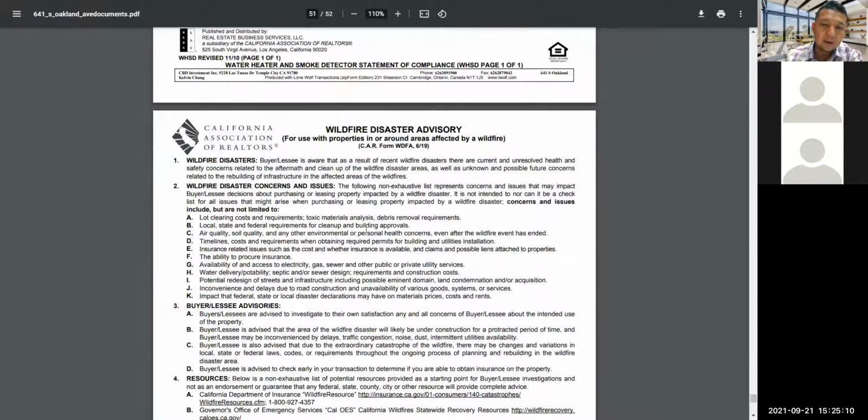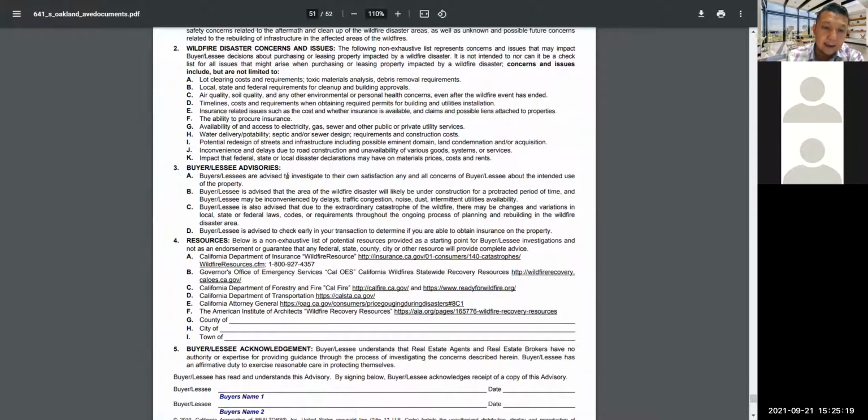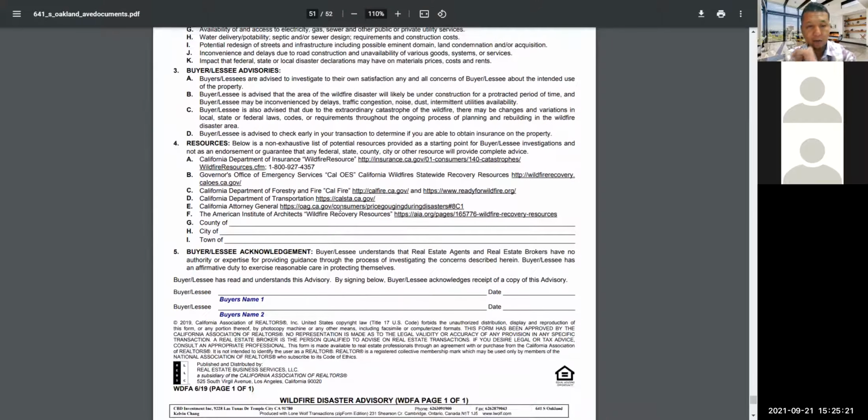And there's also the wildfire disaster advisory in the event that you're in a wildfire area that's high risk. Also add this form in and let the buyers know so they have the advisory and they can also check these resources, which they never do, but you've given it to them. That's your duties.